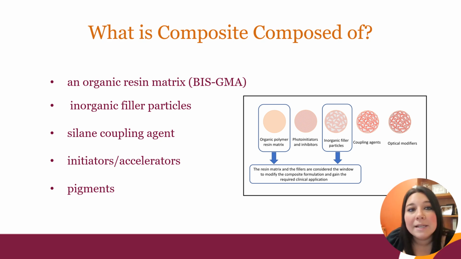So what is composite composed of? Composite resins consist of a continuous polymeric or resin matrix in which inorganic filler is dispersed. The organic resin matrix is usually composed of bis-GMA, and then the inorganic filler dispersed throughout the resin matrix usually consists of ceramic materials that can include quartz or silica, lithium, aluminum silicate, barium glasses, or nanofill particles from zirconium.